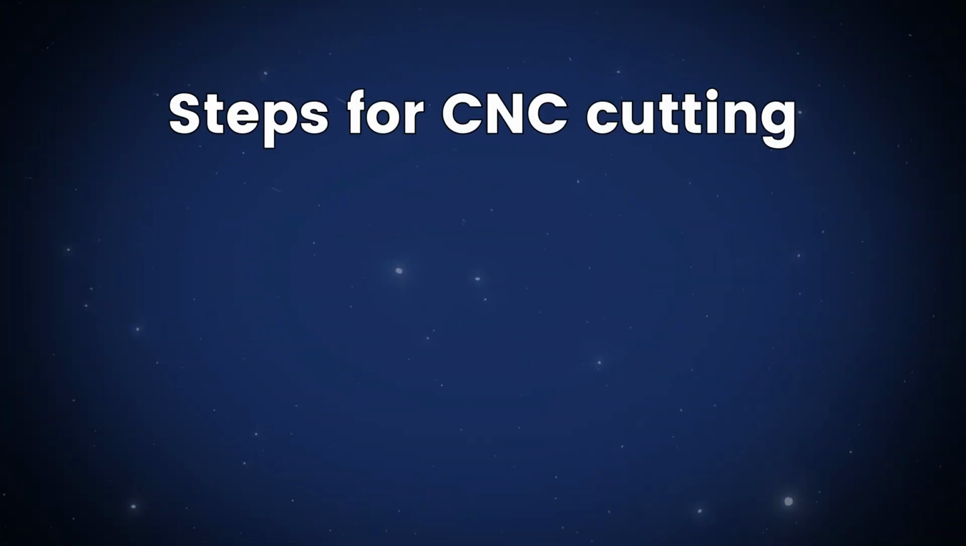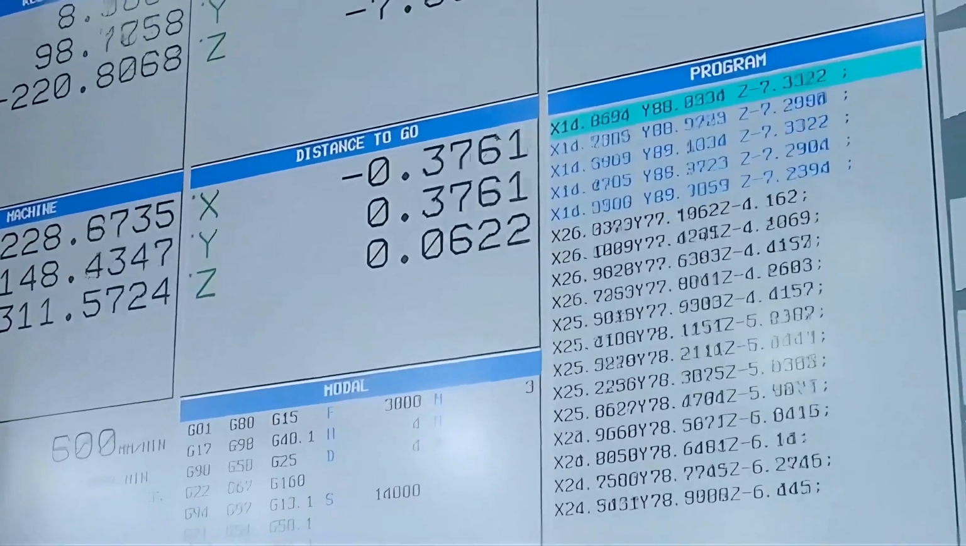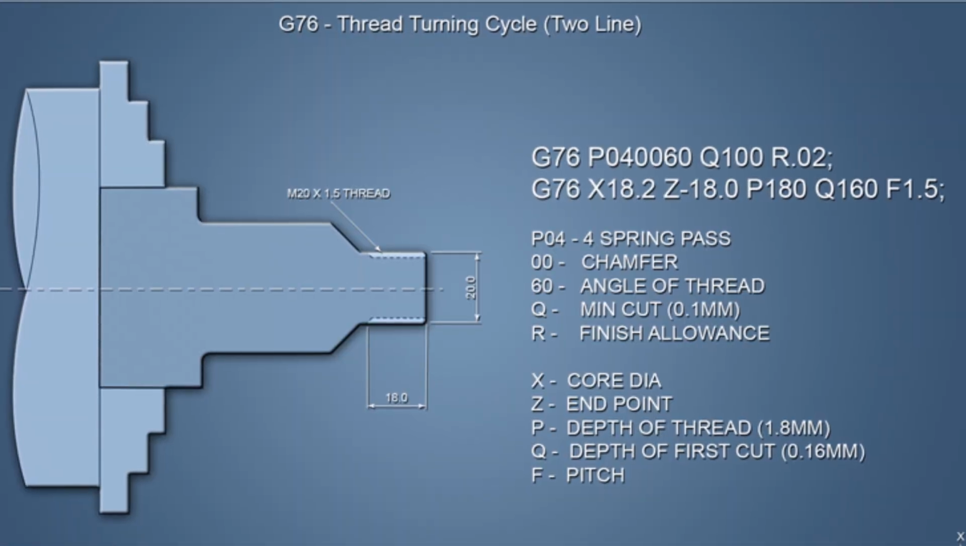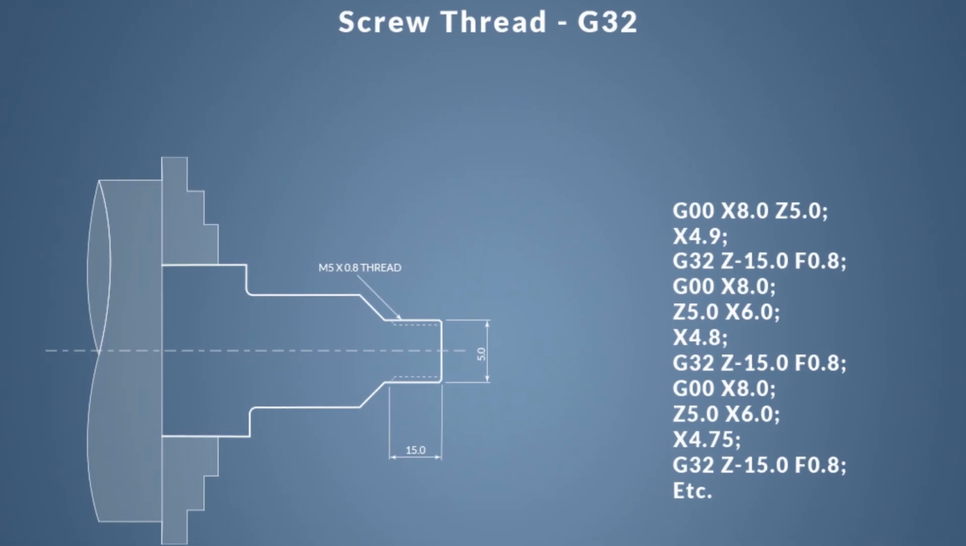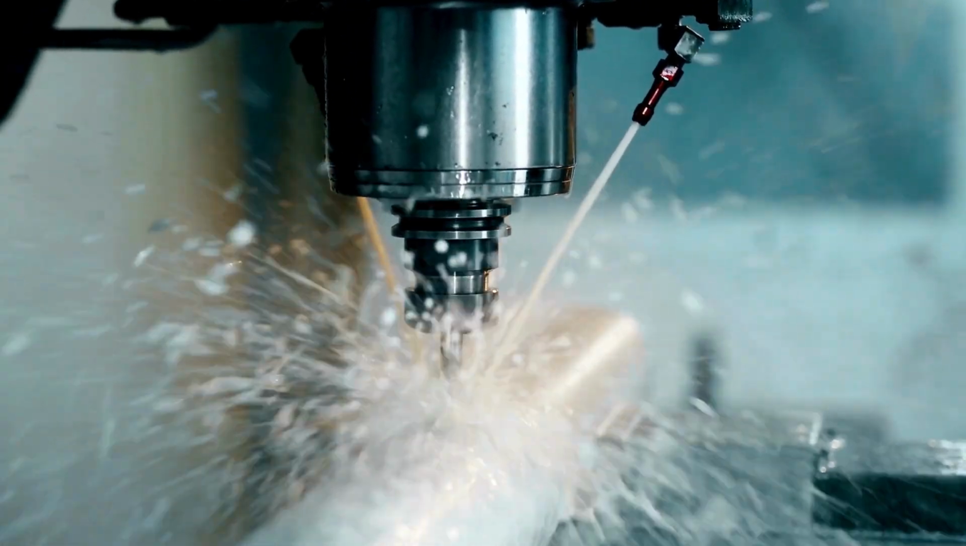Steps for CNC machining threads. G-code. The threading cycle begins with precise programming. G-codes like G76 or G32 control the spindle speed, depth, and synchronization for accurate threading.